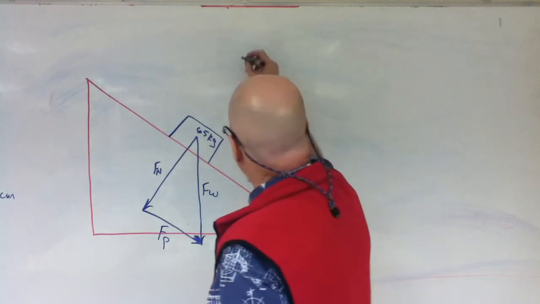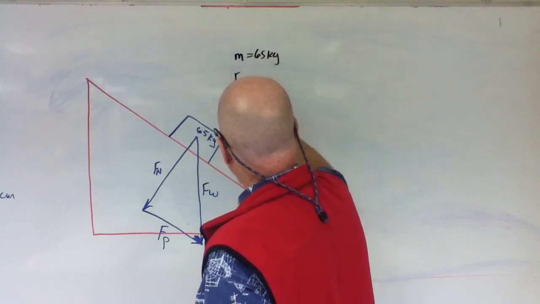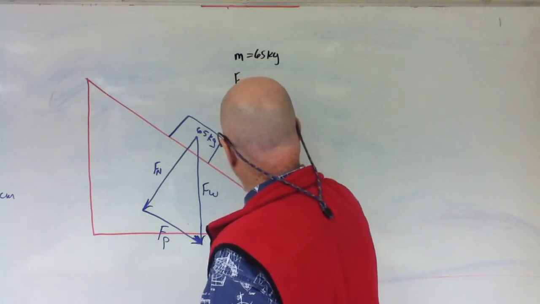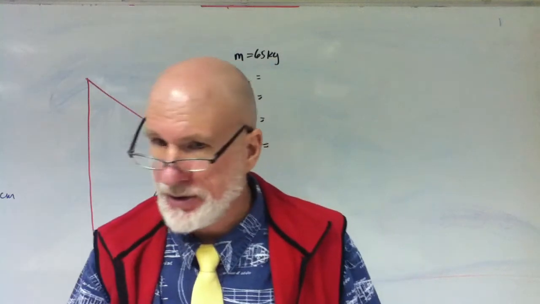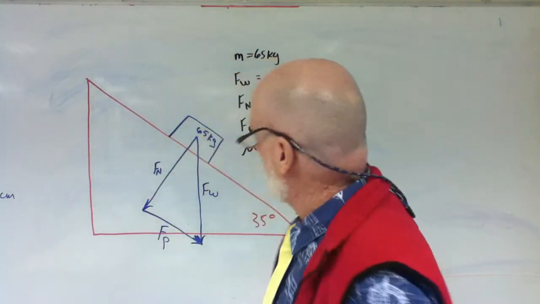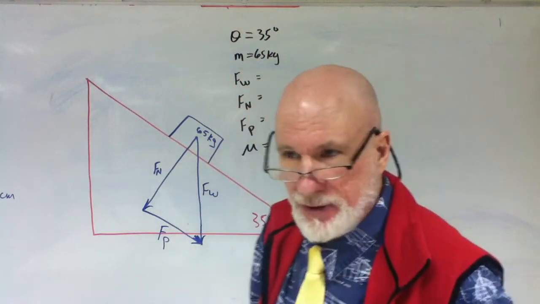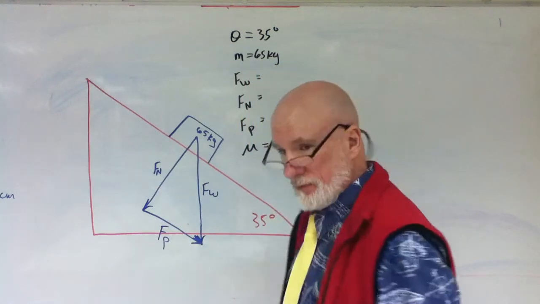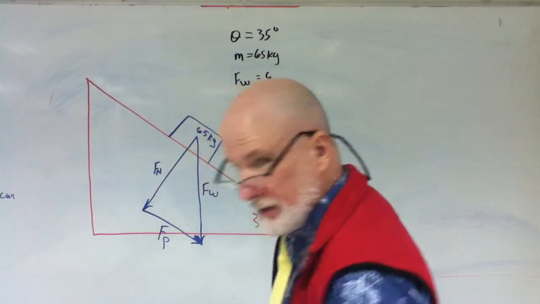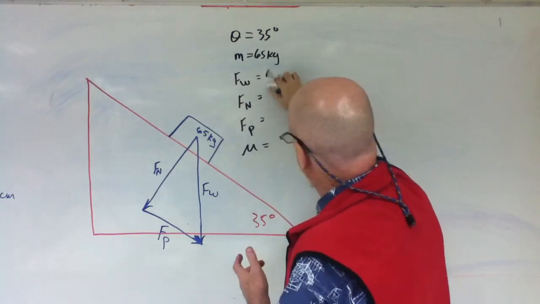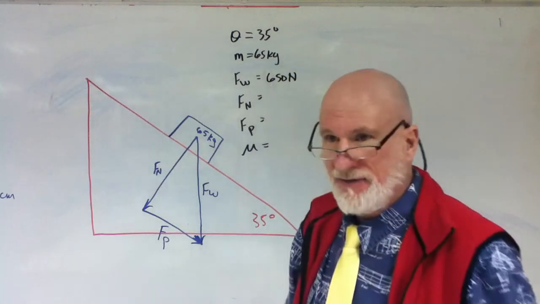So what are we given? We're given mass. Can you see this up here? Mass is 65 kilograms. We've got to find FW, FN, FP. You need to take out your calculators right now. And the angle is 35 degrees. So FW is easy. What's FW? Anybody? 65? No, that's the mass. 650 newtons.